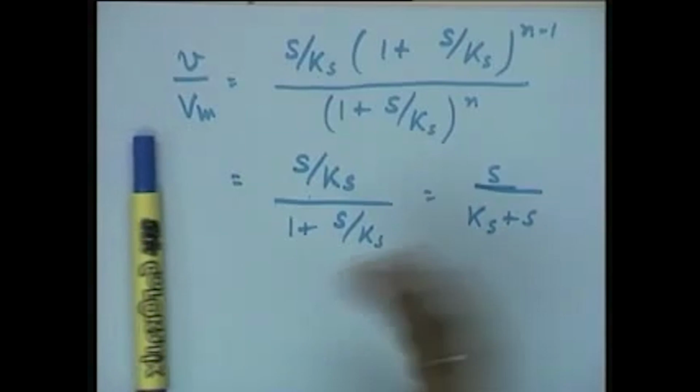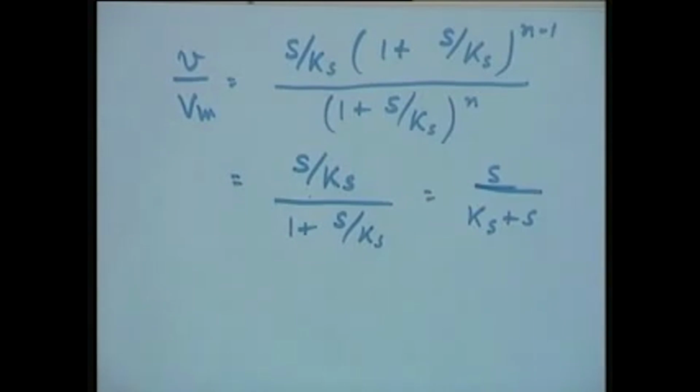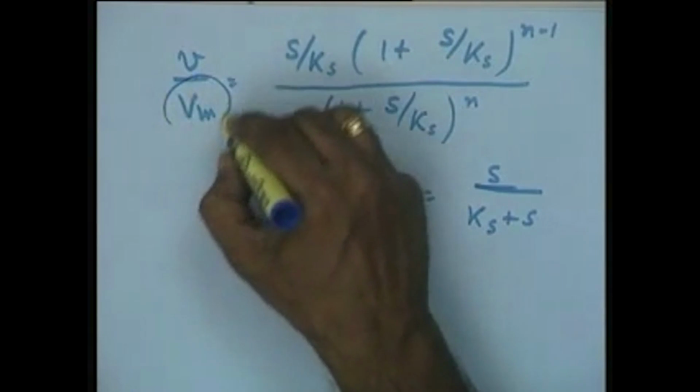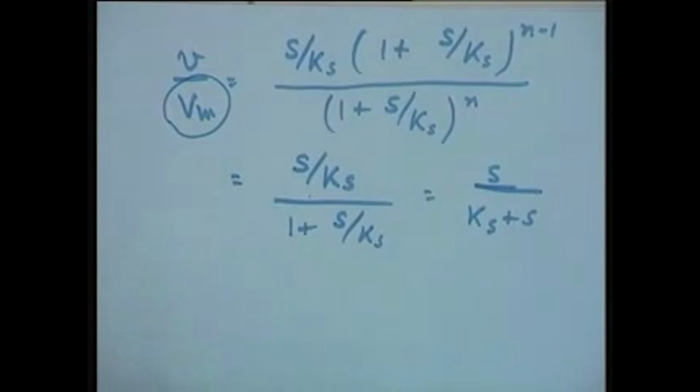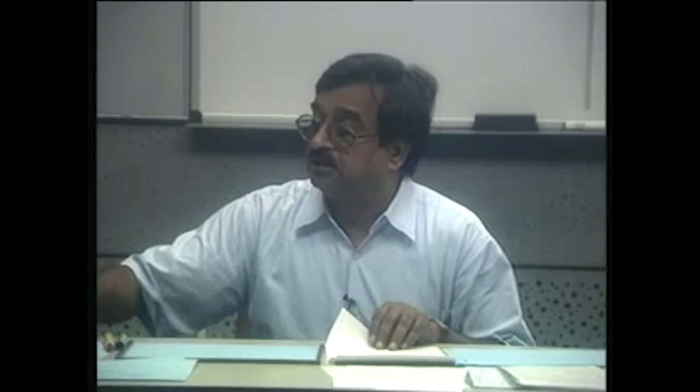rate expression. So in fact, when there are n number of binding sites, the only difference, as I mentioned, is that the definition of Vm will change, the rest of the rate profile will remain identical, and there will be no difference.